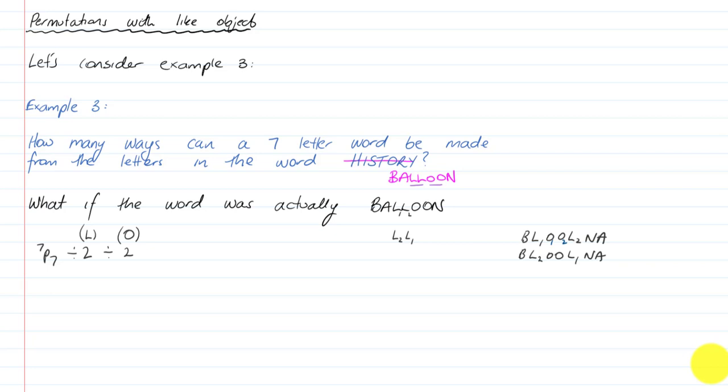So technically, this will be 7P7 over 2 factorial, and that will be equal to, in our calculators, 1260. So this is by considering that the 2 L's are the same, therefore we've double counted, and we have 1260 ways of coming up with a new word, which is 4 times smaller than the 5040, which would just be 7P7, if, for example, the word is history.